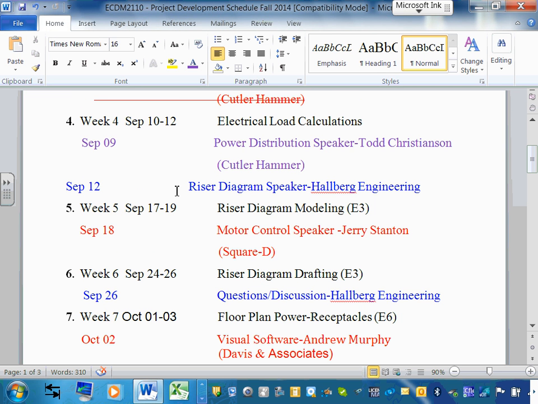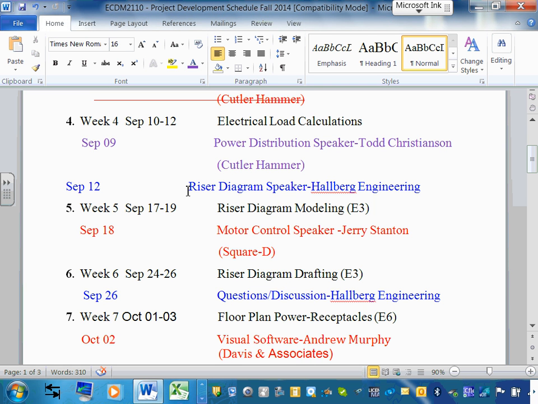And also, Hallberg will be coming September 12th, as you can see. They're going to talk about the riser diagram, a speaker from Hallberg, typically Joe, and talk about what a riser is and how you build a riser for your building.